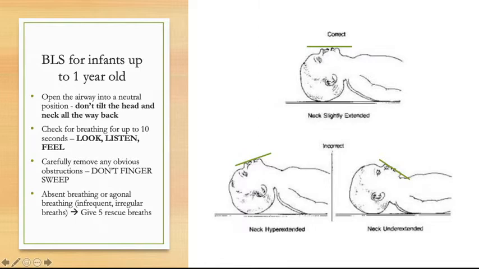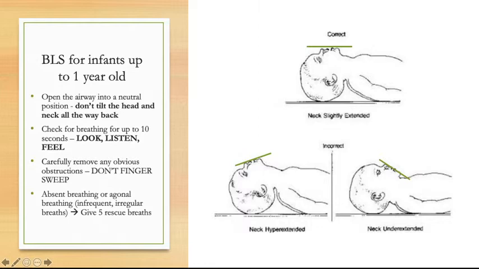So in an infant, when you open the airway, instead of doing your usual head tilt and chin lift, you open the airway into a neutral position. As you can see on the right, with these 3 different positions, the top one is the correct one, where the tip of the nose and the chin form a straight horizontal line. The other 2 at the bottom are incorrect because in one the neck is hyperextended, and in the other there's not enough head tilt.